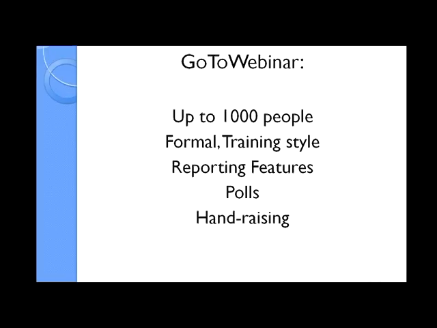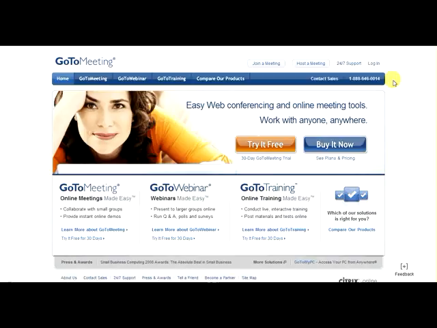GoToWebinar also has a question box where attendees can ask questions to the panelist, as well as a hand-raising feature where the attendee can request to be unmuted so they can speak during the training and be included in the recording. To set up a webinar, go to the GoToMeeting website and sign in.